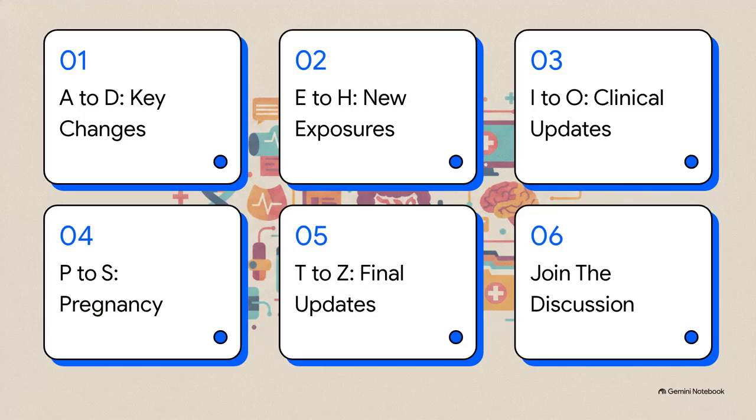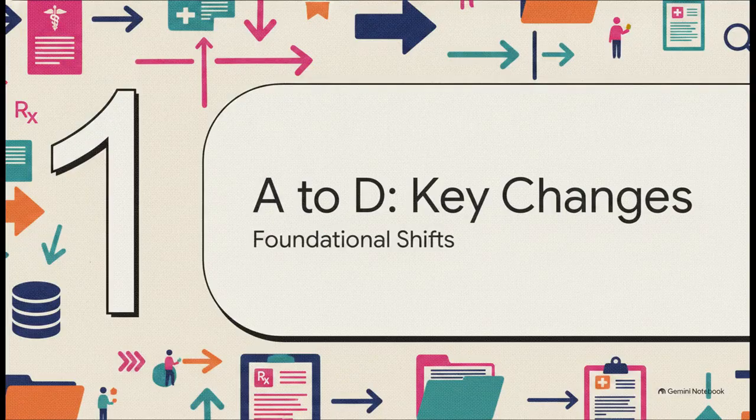Here's our roadmap for today's explainer. We'll start with A through D for our key changes, move to E through H covering new exposures, and then dive into I through O for clinical updates. After that, we've got P through S focusing on pregnancy and syndromes. We'll wrap up the alphabet with our T through Z final updates, and then finally, join the discussion. All right, let's dive into this. Section 1, A to D, key changes.